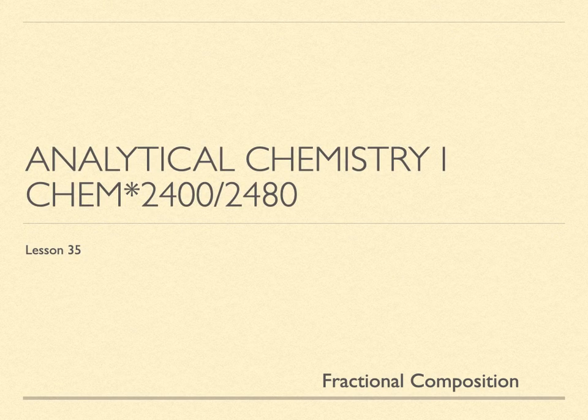Analytical Chemistry 1, Lesson 35. Consider a solution with a weak acid in it at a very low pH, that is, a very acidic solution. If you begin to raise the pH of the solution, the fraction of that species that is present in its fully acidic form begins to decrease as the other, less acidic forms begin to appear in the solution.